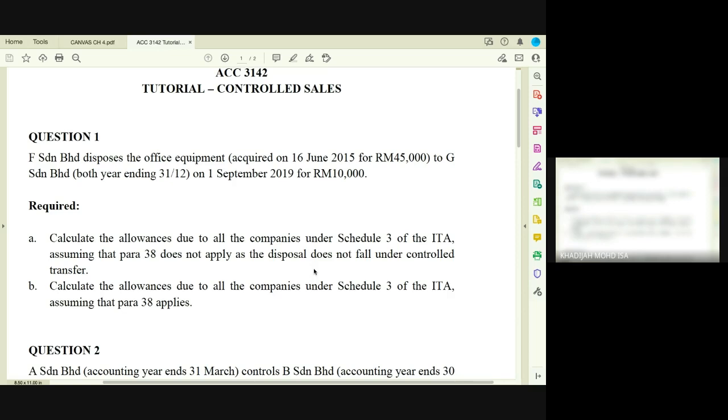Under normal circumstances, it's very straightforward, provided that the year end of these two companies is the same. Right. But when the year end is not the same, then there could be some computation that you have to do in order to decide which year is the first year that the acquirer will start to claim the allowances, or what is the last year the disposer claims the allowances. Yeah. All right.